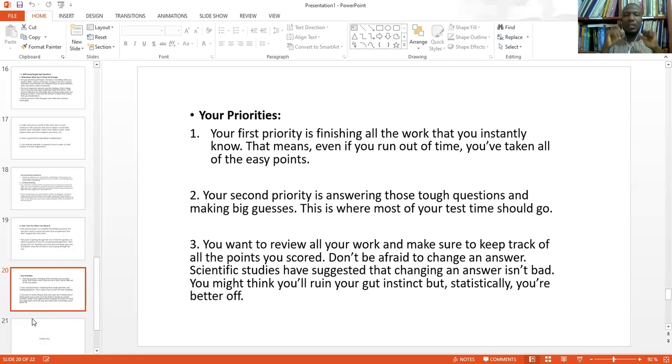That is certainty marking. Don't be afraid to change an answer. Scientific studies have suggested that changing an answer is bad. You might think you ruin your gut instinct, but statistically, you are better off.